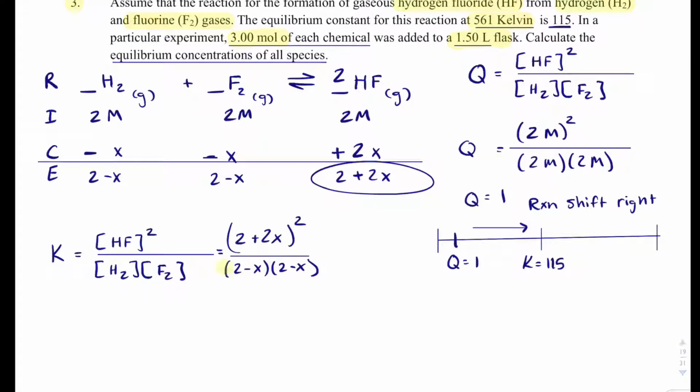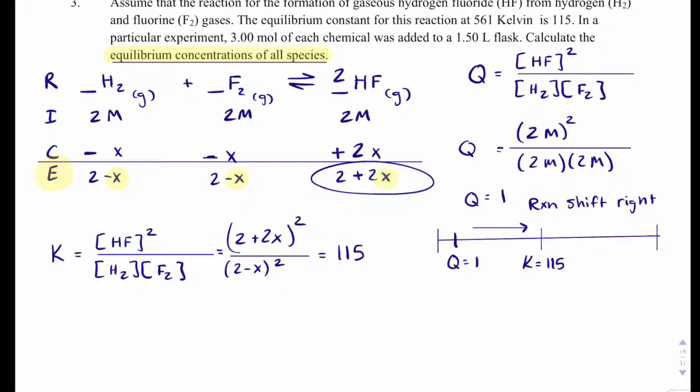So what I can do is simplify that and just call that 2 minus x squared, and that will equal K, which is 115. What I want to solve for is not the equilibrium constant, but the equilibrium concentration of everything. And I already have that here, in this last column. The only reason the problem isn't done is that I need to solve for x. So all I need to do from this math equation is solve for x.